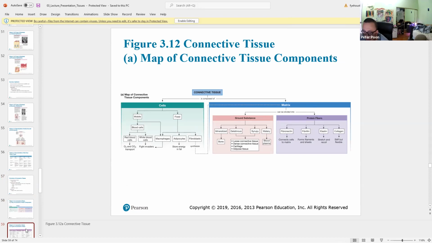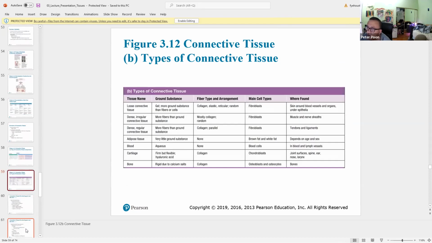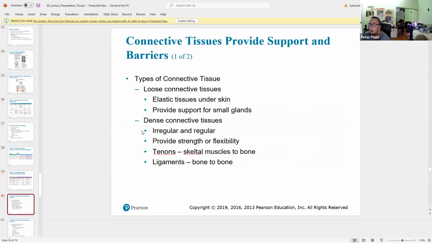You should try to understand this map. And then connective tissue, the different types of connective tissue. I know I'm going through this rather quickly, but I expected you to learn all this material in anatomy already.